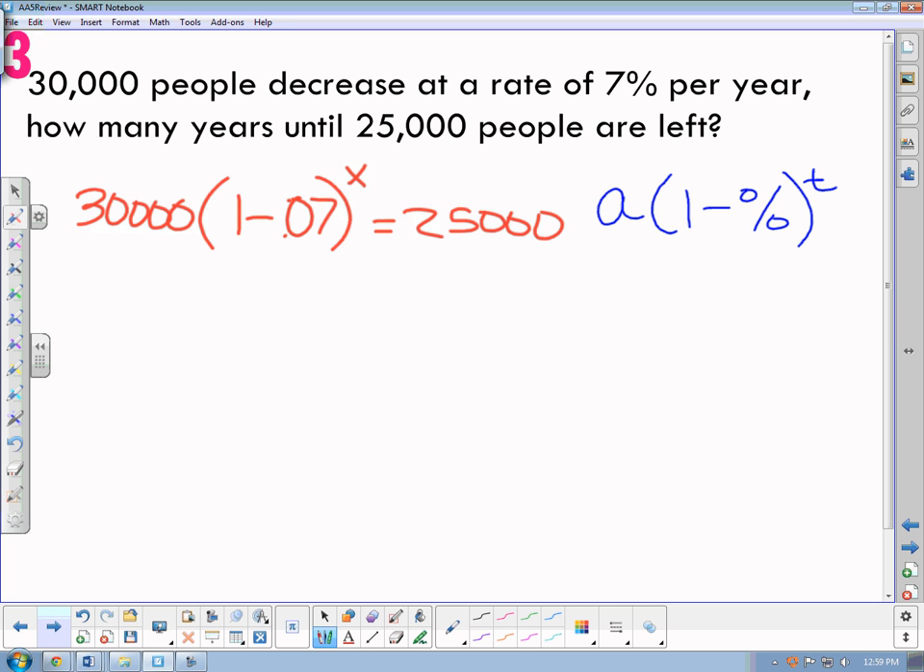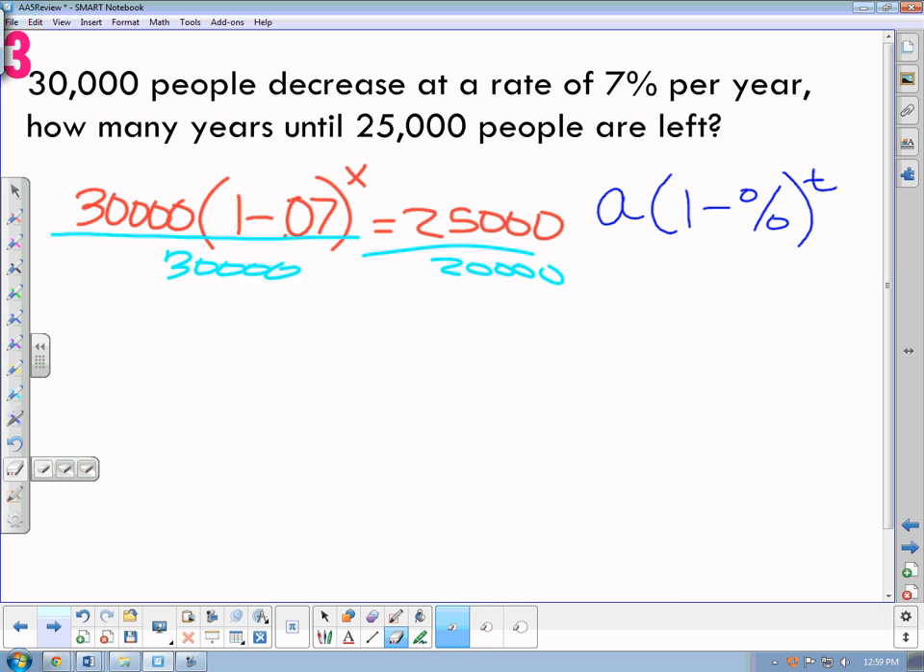So now we've got to solve for x, so we have 30,000 first that we divide by. And then we can do this math also at the same time. 1 minus 0.07 is going to be 0.93, to the x.